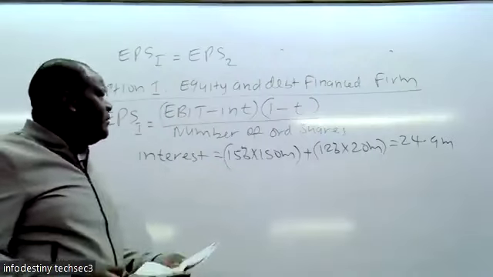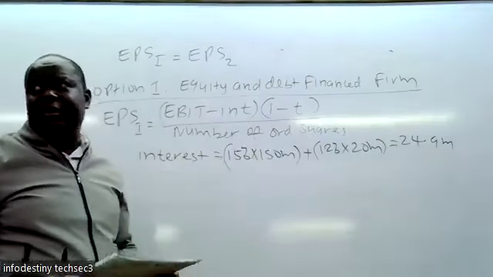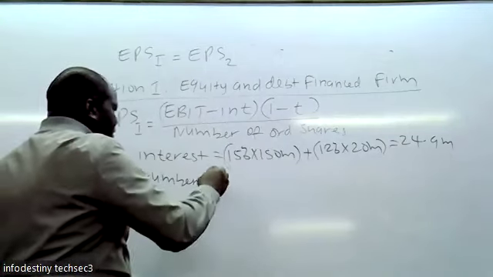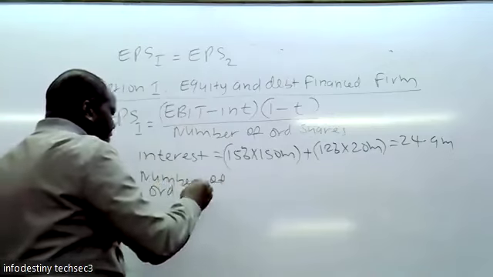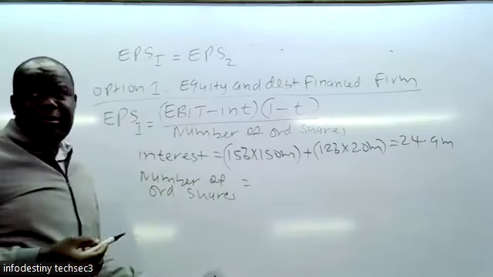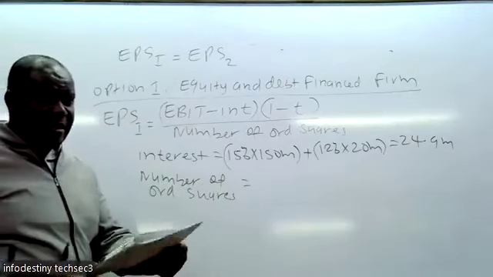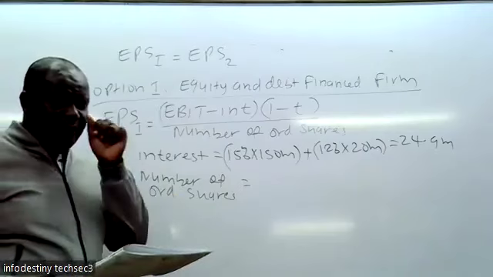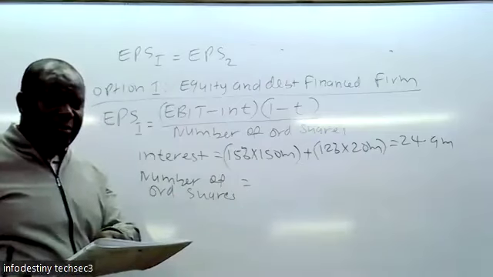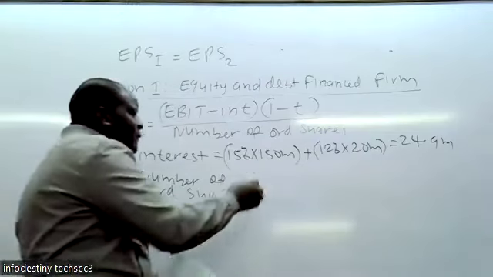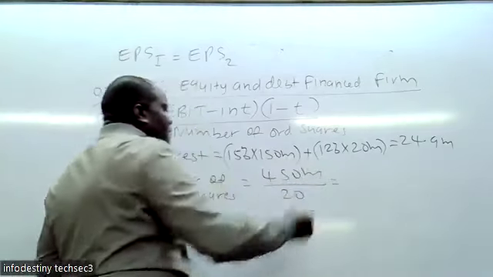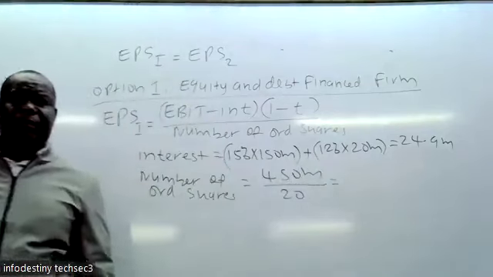So the other item we compute is the number of the ordinary shares. To calculate the number of the ordinary shares, go to the current capital structure, where you can see 450 million in the ordinary shares. But the par value per share was given as how much? 20. So take 450 million, divide by 20 per share, so that we now get the number of the ordinary shares.